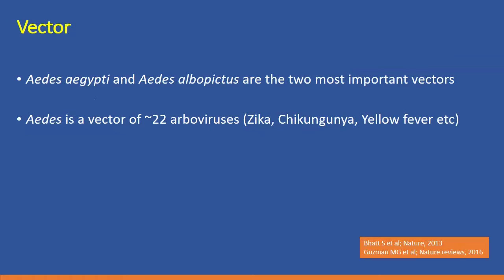There is a vector for this virus, which is transmitted through mosquito. Aedes aegypti and Aedes albopictus are the 2 most important vectors. The Aedes mosquito is not the vector only for dengue, but for 22 other types of arboviruses, which commonly cause other prominent diseases like Zika, chikungunya, yellow fever, etc.